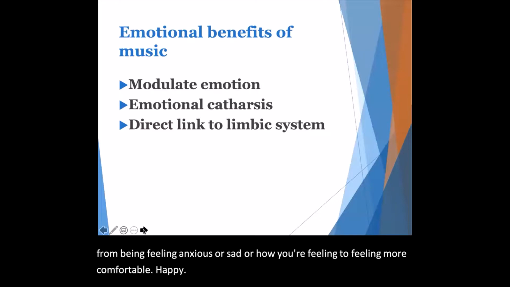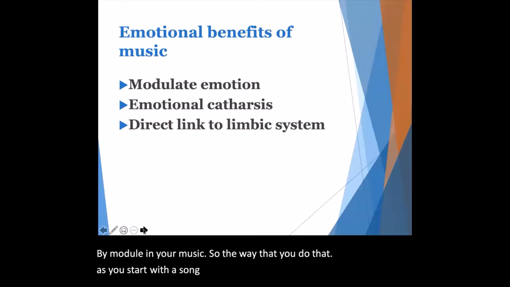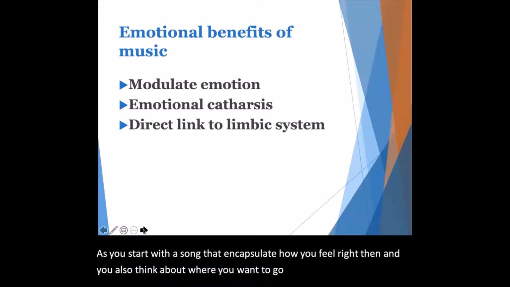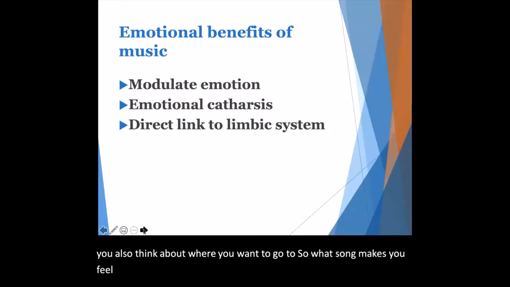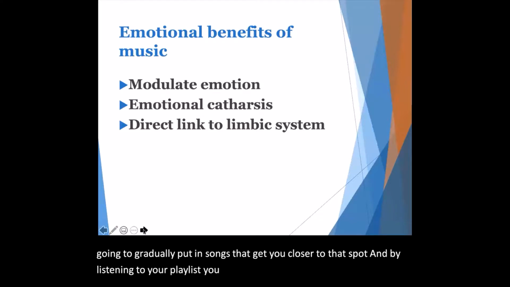by modulating your music. The way that you do that is you start with a song that encapsulates how you feel right then. And you also think about where you want to go to. So what song makes you feel happy, or whatever emotion you want to be at. And then you gradually put in songs that get you closer to that spot. By listening through your playlist, you will modulate your emotion to that.